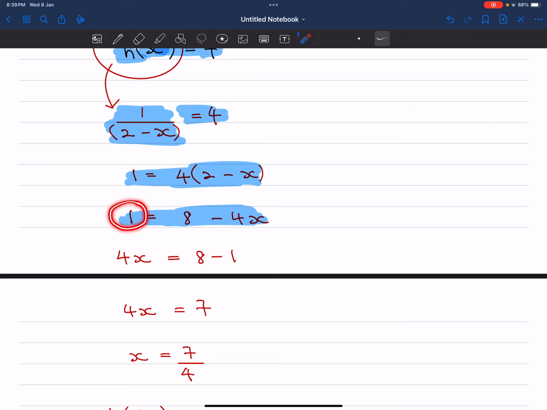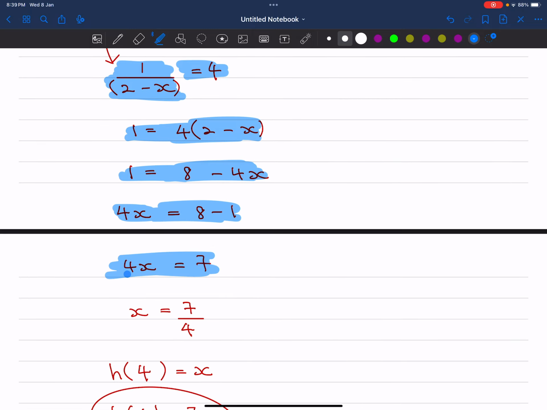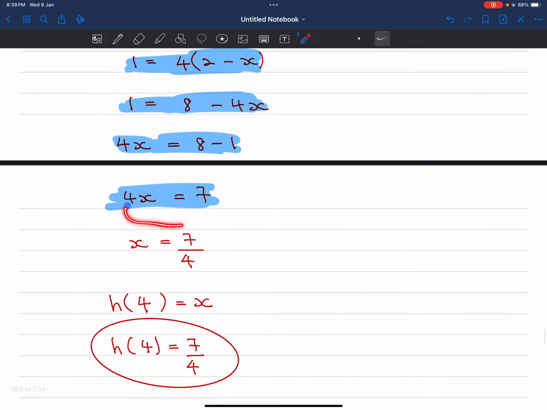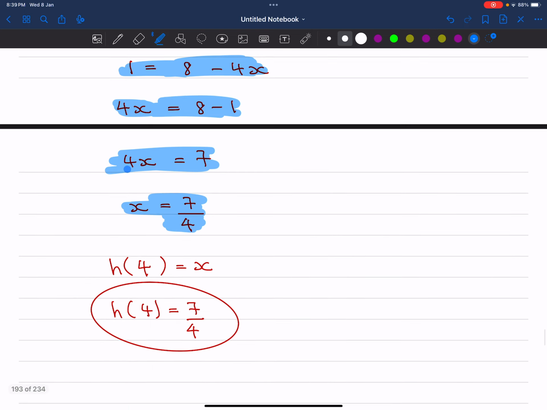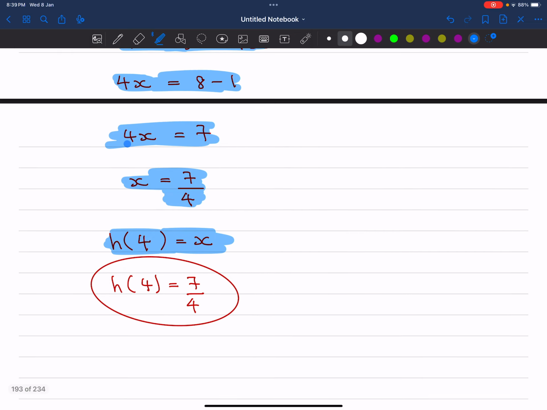And then the 1, I transfer to the right hand side, becomes negative 1. Minus 4x, transfer to left hand side, which I get 4x equals 8 minus 1, which is 4x equals 7. I transfer the 4 to the right hand side. I have x equals 7 over 4. Remember, earlier I said h(4) equals x. I made it x. And now what was our x? 7 over 4. So that means h(4) equals 7 over 4, which is our answer.